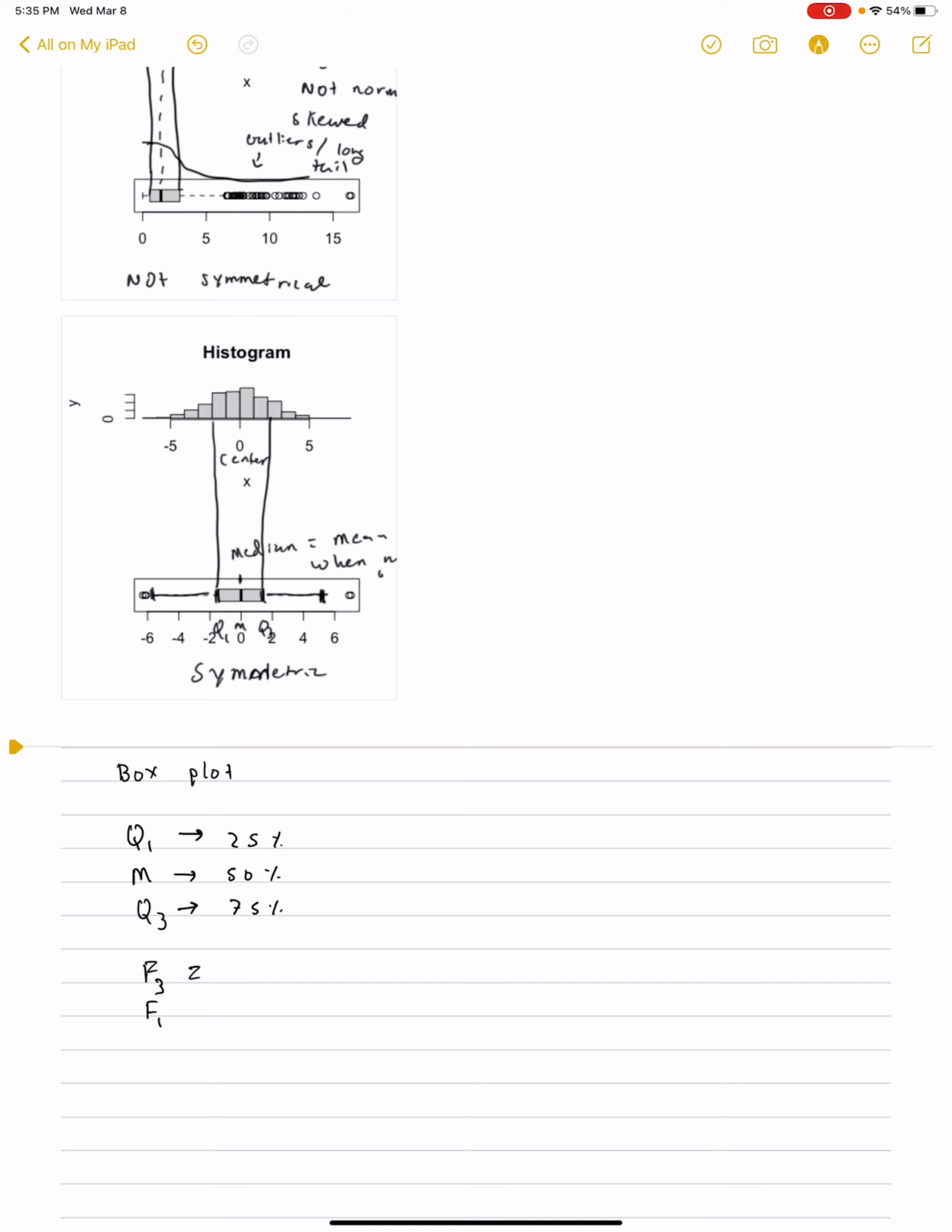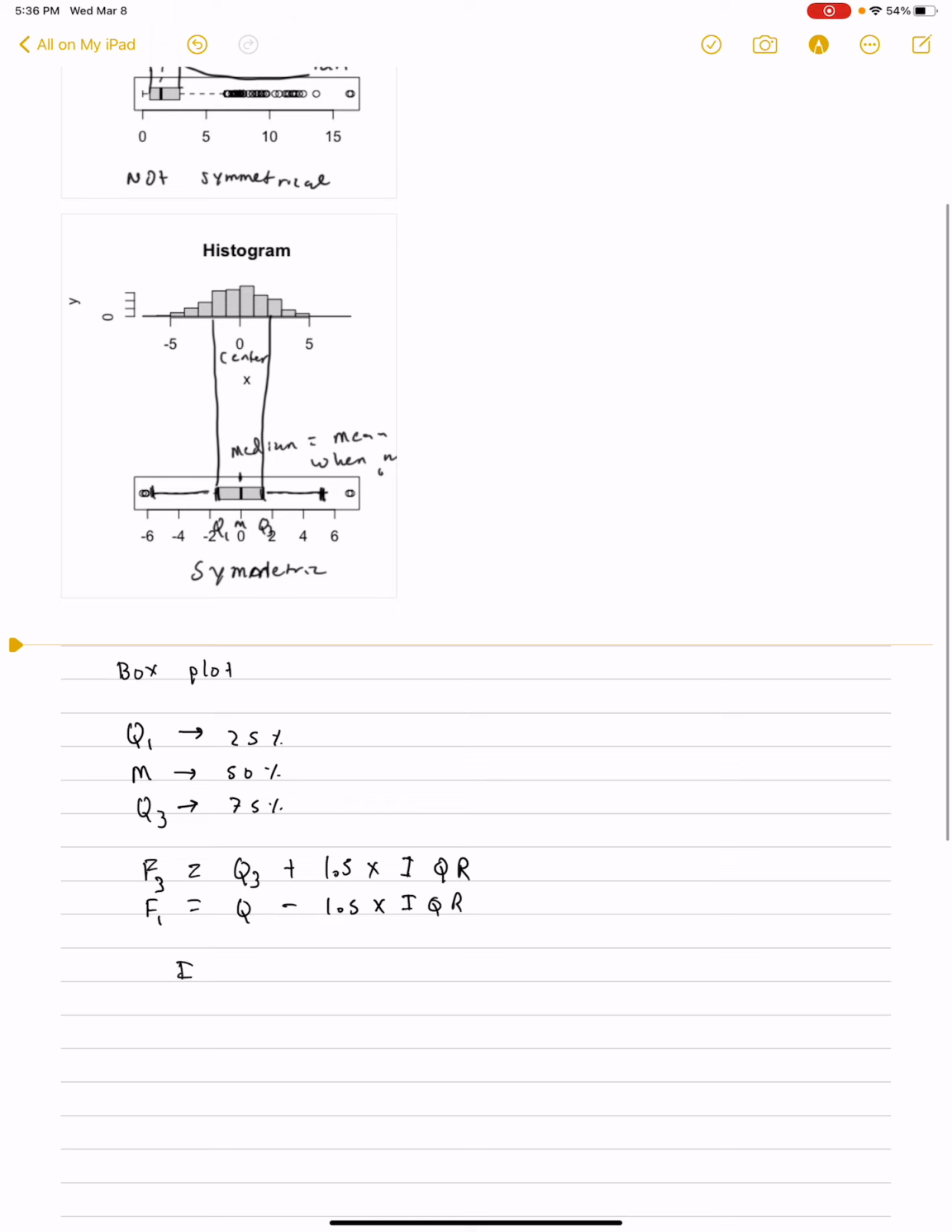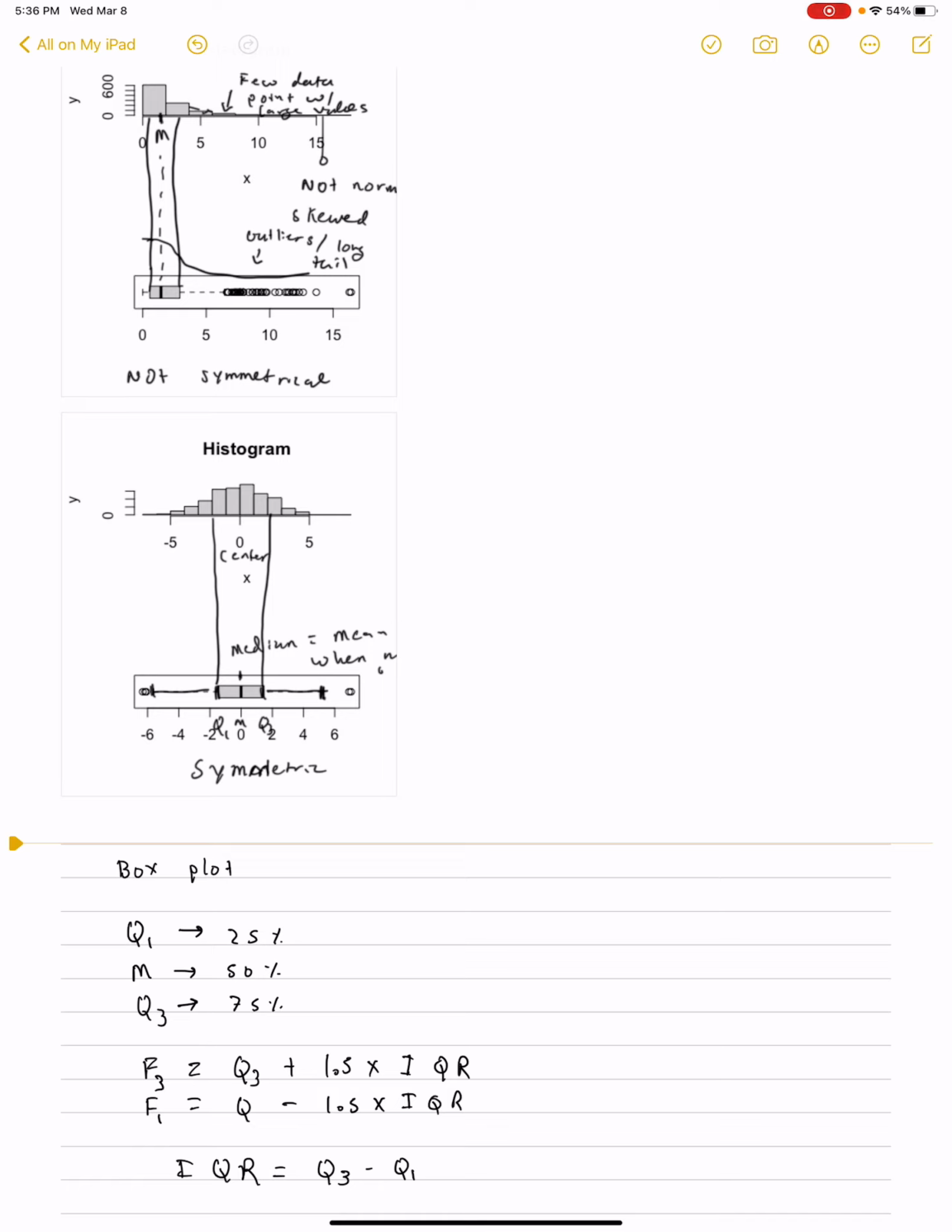The upper fence is Q3 plus 1.5 times IQR. The lower fence is Q1 minus 1.5 times IQR. And IQR stands for interquartile range. So that's Q3 minus Q1. Okay. Anything above or below these fences is considered a possible outlier. So for the above data, in the first plot, there's lots of potential outliers that's characterized by the long tail.